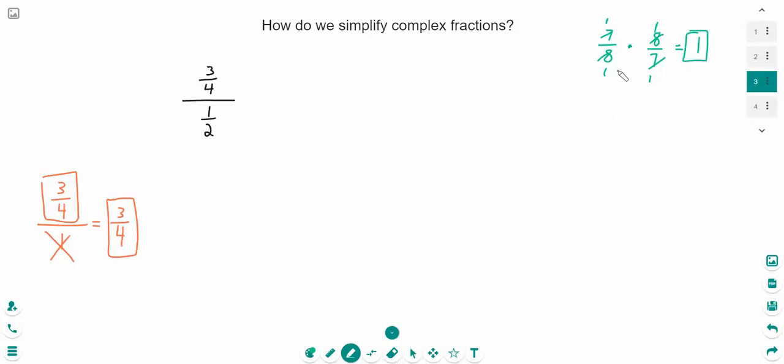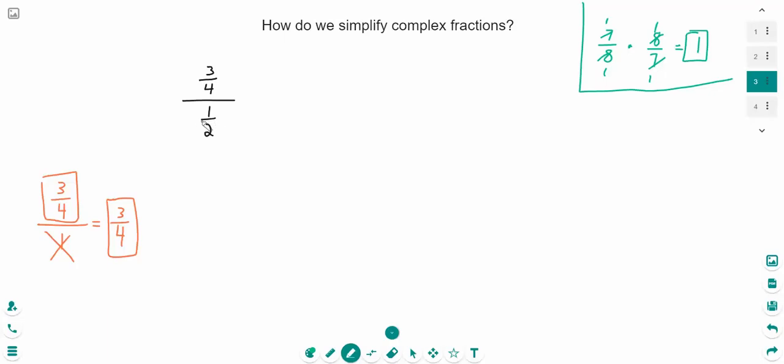So if we take a fraction, any fraction, multiply it by its reciprocal, the answer is always going to be 1. That is key. That is key. We learned that a long time ago, but just to refresh your memory, that is how the inverse works.